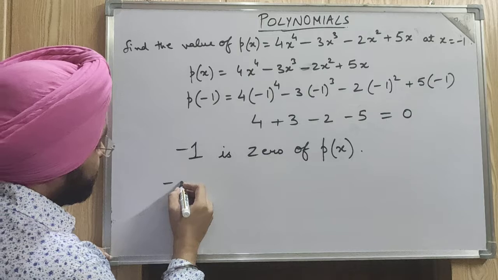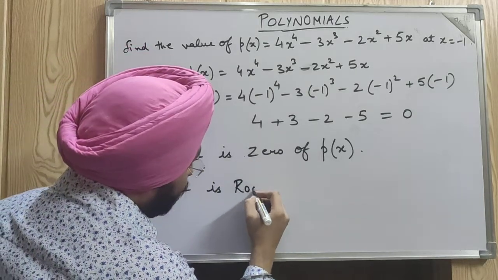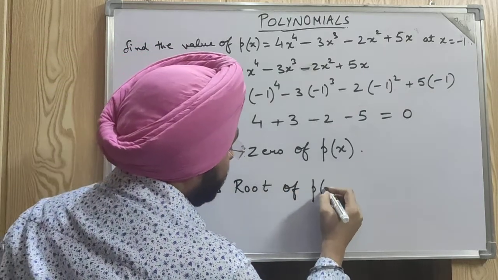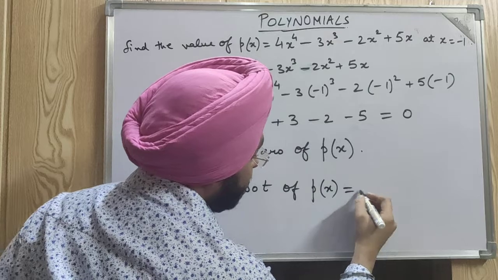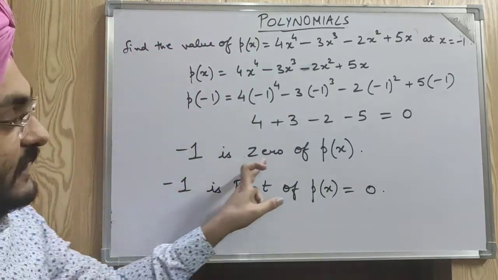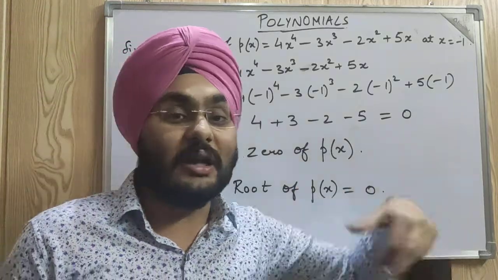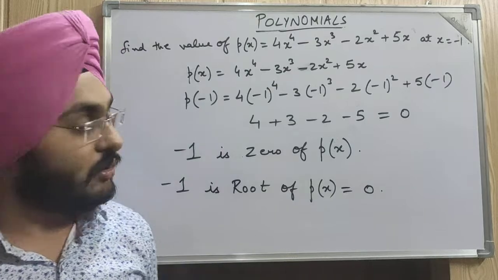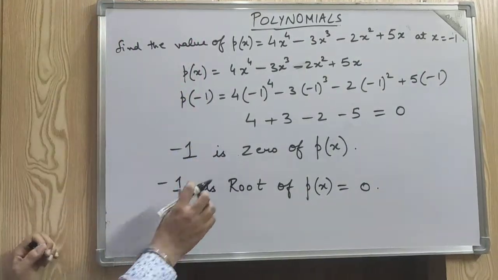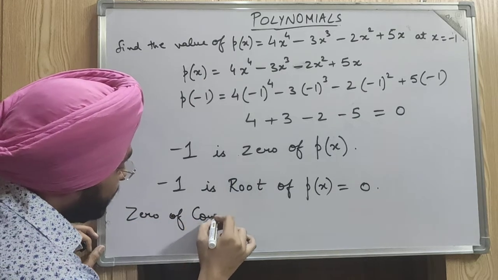Now one more thing: I can also say this about minus 1. If I'm writing it as a root, minus 1 is the root of the polynomial. It's not a polynomial now, it becomes an equation. So if I say minus 1 is a zero of p(x), I can say minus 1 is a root of the polynomial equated to 0. In my opinion this will be clear to you. Now coming in this way, what's the zero of a constant polynomial?